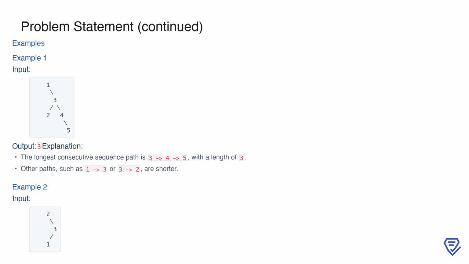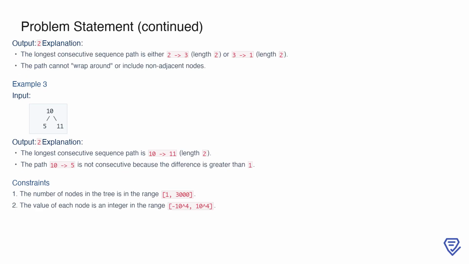In the second example, the binary tree has a root node of 2 with a right child 3. The node 3 has a left child 1. In this case, the longest consecutive sequence path is either 2 to 3 or 3 to 1, each with a length of 2. It's important to note that the sequence cannot include non-adjacent nodes or wrap around the tree.